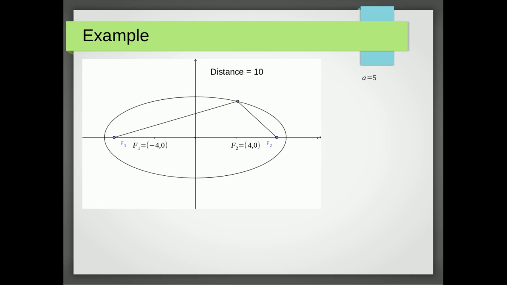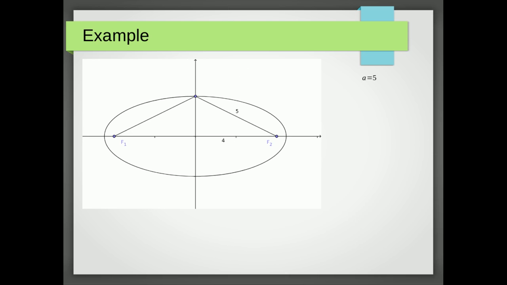Now remember, that distance of 10 is to any point on the ellipse. So what we're going to do is move that point so that it's on the y-axis. Now we know the total distance is 10, and we've got a similar triangle, so that means one side is going to be 5.